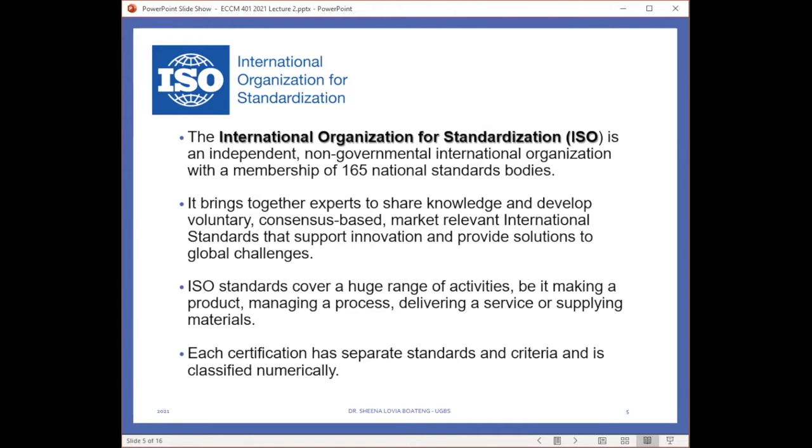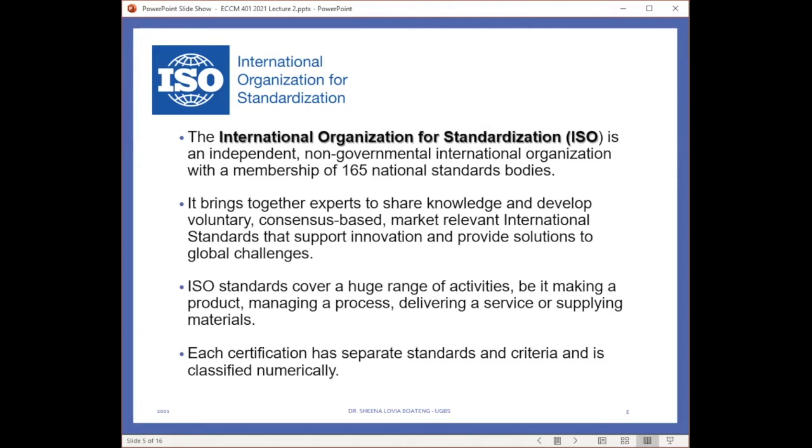So in Ghana here, which body is responsible for our standardization when it comes to products and services? Pardon? Ghana Standards Authority. Good. And the Ghana Standards Authority is a member of the International Organization for Standardization. So whenever they want to develop standards and they are looking for experts across the world, the Ghana Standards Authority is part of the group of national standards bodies that provides representation.